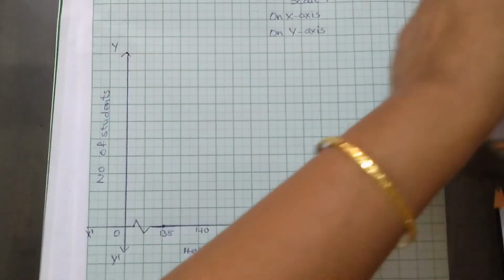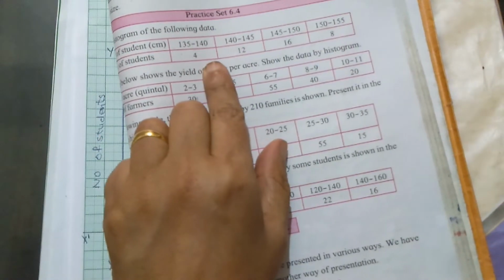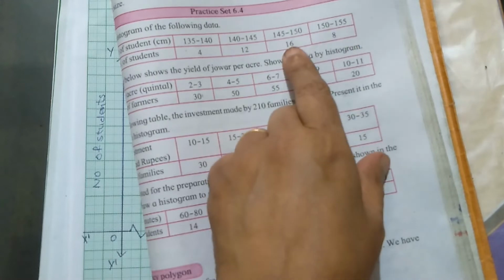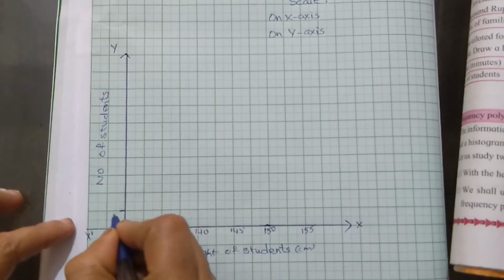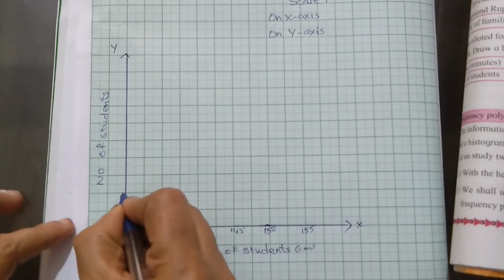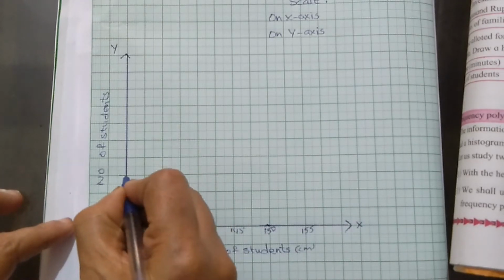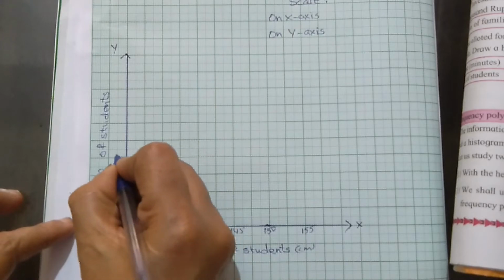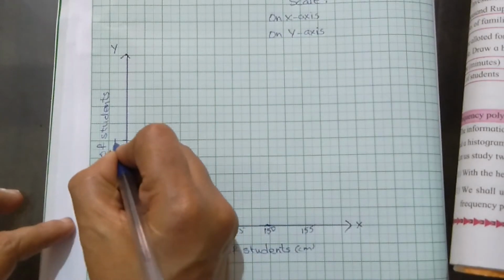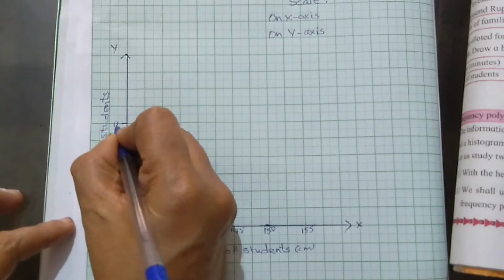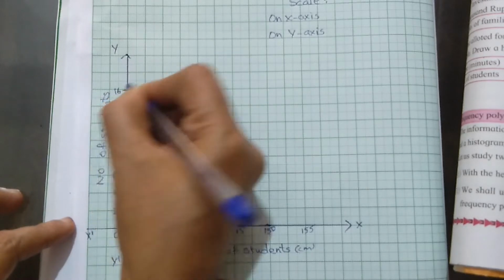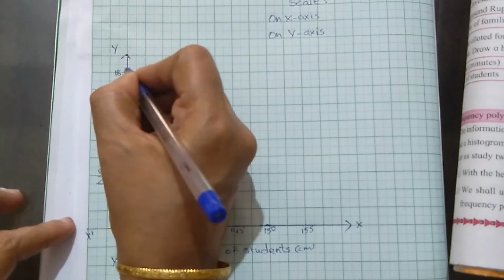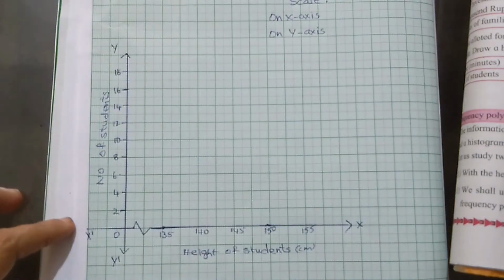Now over here, if you see, the numbers are in multiples of 2: 4, 12, 16 and 8. So the biggest number is 16. So we will take 1 centimeter is equal to 2 students. So this will be 2, 4, 6, 8, 10, 12, 14, 16 and 18. The biggest number was 16, so this was sufficient for that.